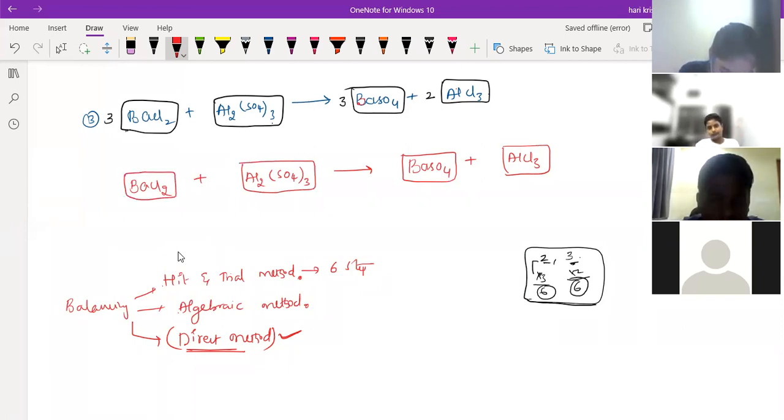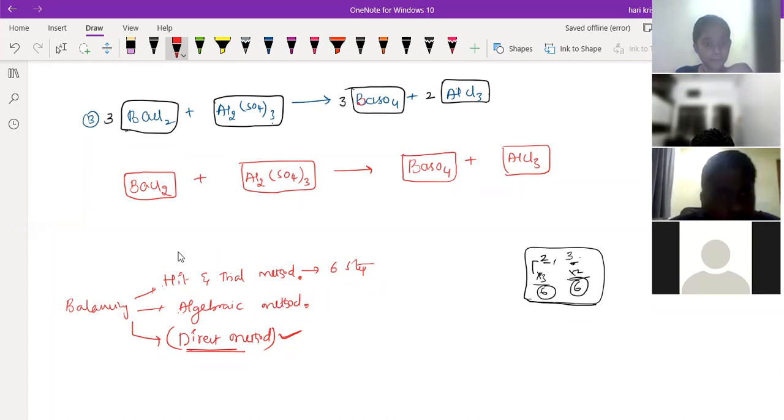Listen carefully, Aditi. We don't want Bm and all. First, we'll check with SO4. How many SO4 are there? On the reactant side there are 3 and on the product side we have 1. So what number do you want to add here to make it 3?